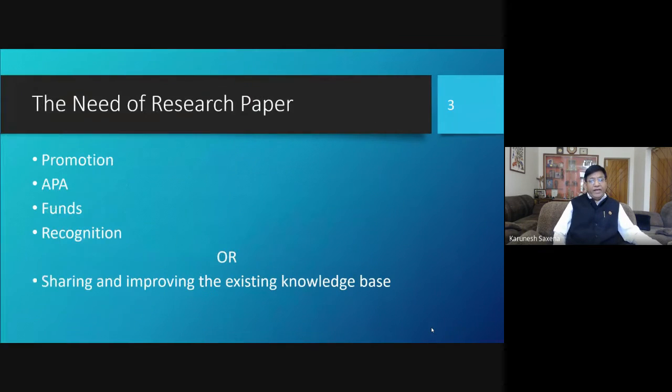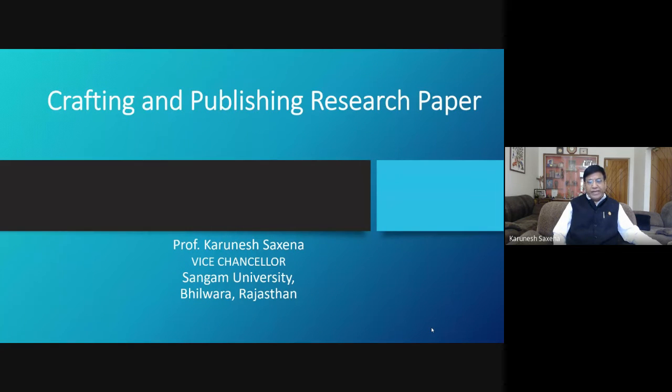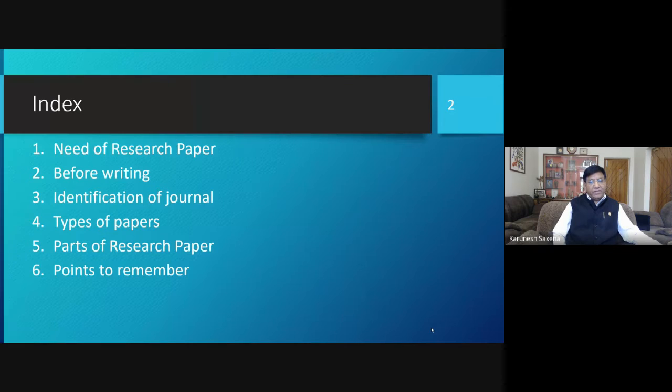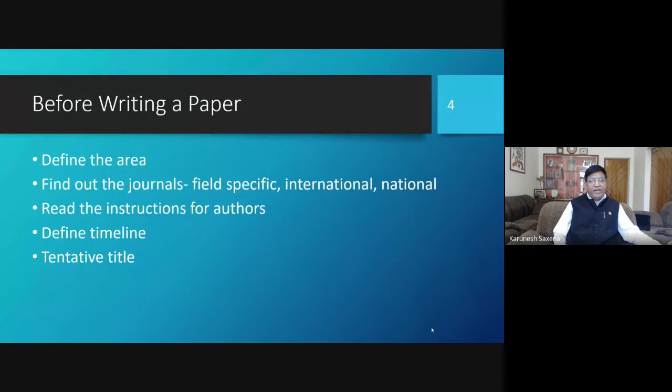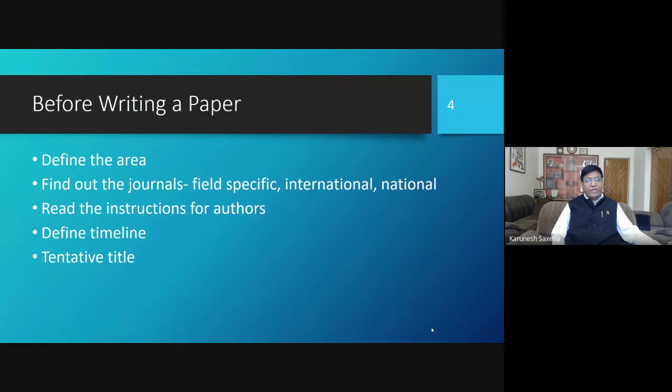So friends, we were just talking about why we need to write a paper. This is our agenda. We were talking about why we need to write a paper regarding promotion, API, funds, recognition, and so on. Then we were discussing the planning stage for writing a paper. Now, like I said, find out the journals. This was the second step here.